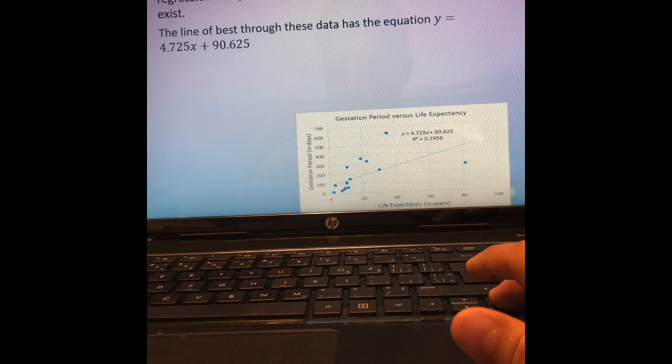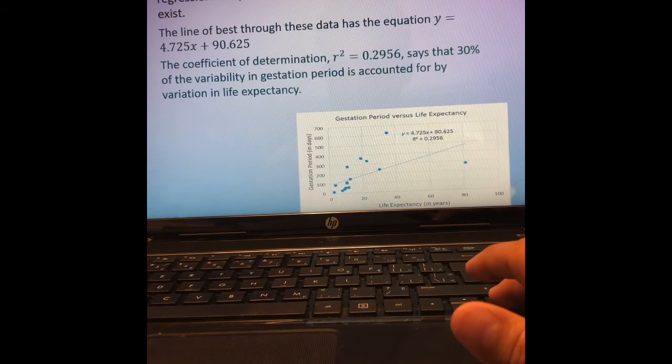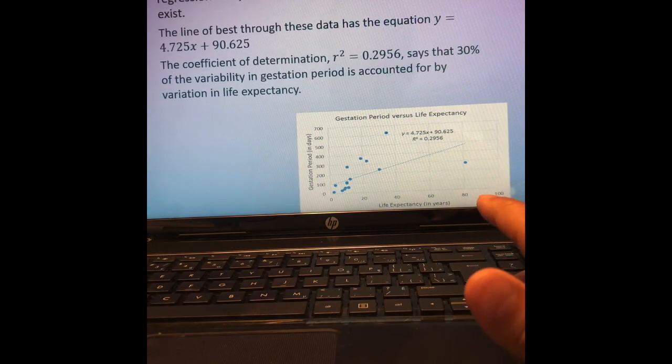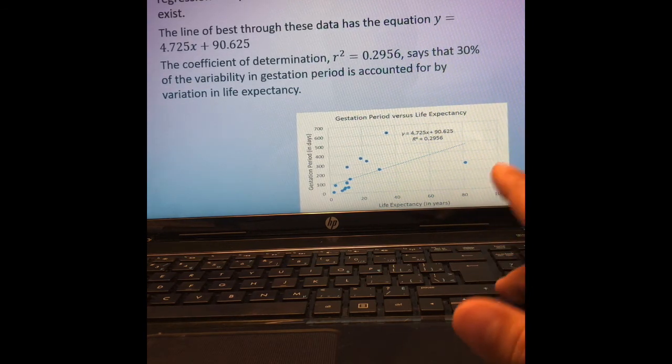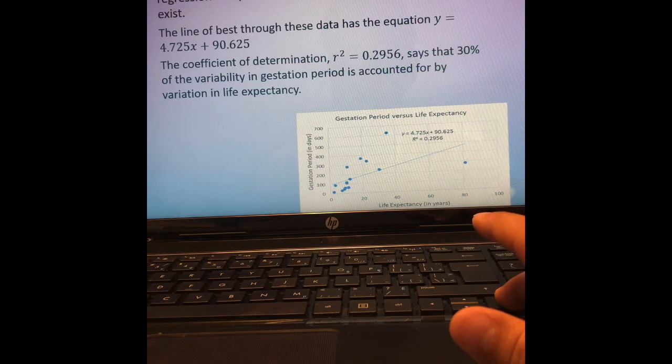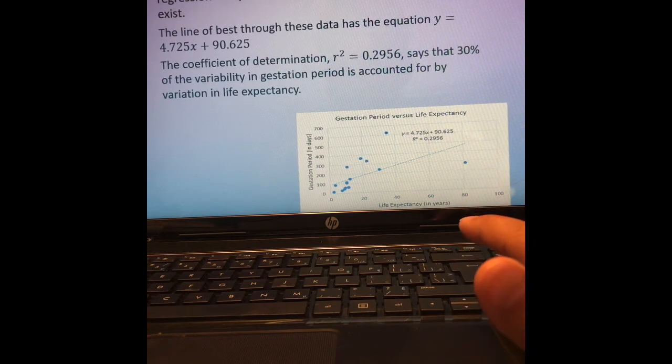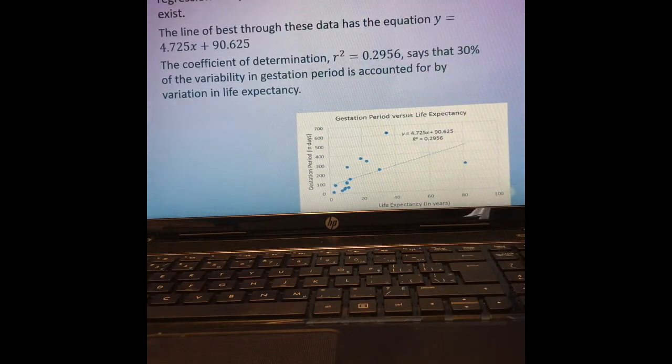And what we have here is an equation. You can sub in for X and solve for Y with that equation, or you can sub in for Y and solve for X in that equation. And you've got an R-squared value of 0.2956, which says about 30% of the variation in the Y, the gestation period, is a result of the life expectancy changing. The rest of it, the 70%, has to be other factors that are going on.